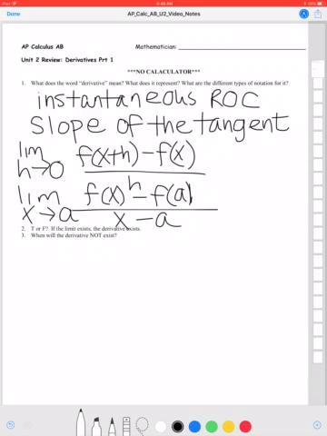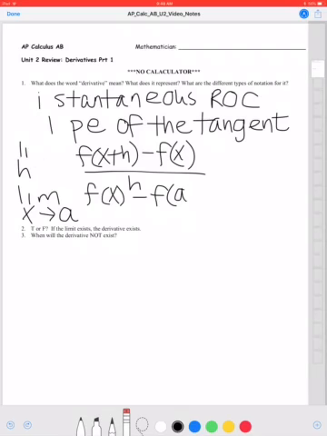All right, so those are all of our definitions. So if you see the word slope or rate of change, think derivative. Now, average rate of change is just regular slope formula, y2 minus y1 over x2 minus x1. So be careful. If you see average rate of change, that is not the derivative.